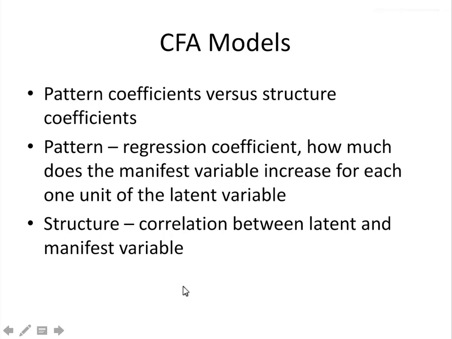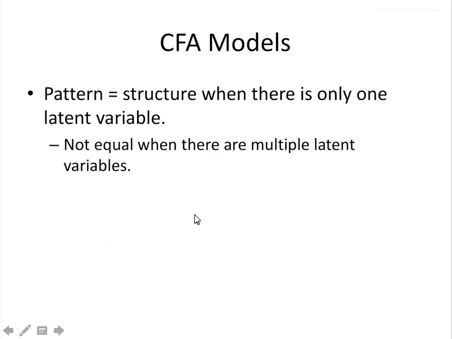The structure coefficients, or I would say this is the completely standardized solution, is the correlation between the latent and the manifest variable, and that's more of a strength question. So which one is the strongest? Pattern coefficients are in the scale of the data, so if they're not all in the same scale, that'll be represented. But structure coefficients are totally standardized, so you can compare them to each other. It's kind of like B and beta. However, pattern and structure coefficients are the same when there's only one latent variable, but they're not equal when there are multiple latent variables. This isn't going to affect you too much using lavaan, but if you're using some other programs, this will be important.